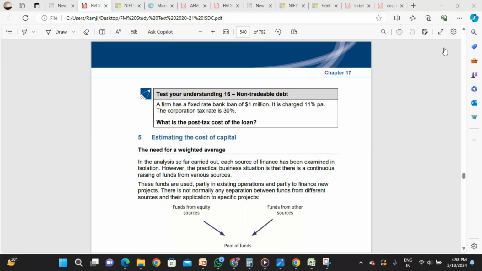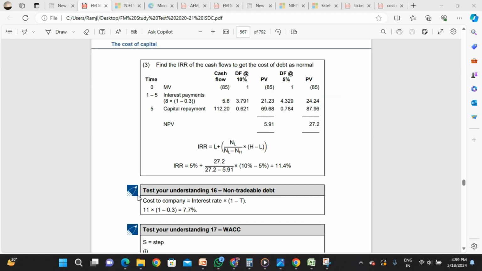The question on non-tradable debt: a firm has a fixed rate bank loan of $1 million. It is charged 11% per annum. The corporate tax is 30%. What is the post-tax cost of the loan? So we see the solution. The formula for non-tradable debt is interest rate into 1 minus t. So 11% into 1 minus the tax rate, 0.3. You will get 7.7%.